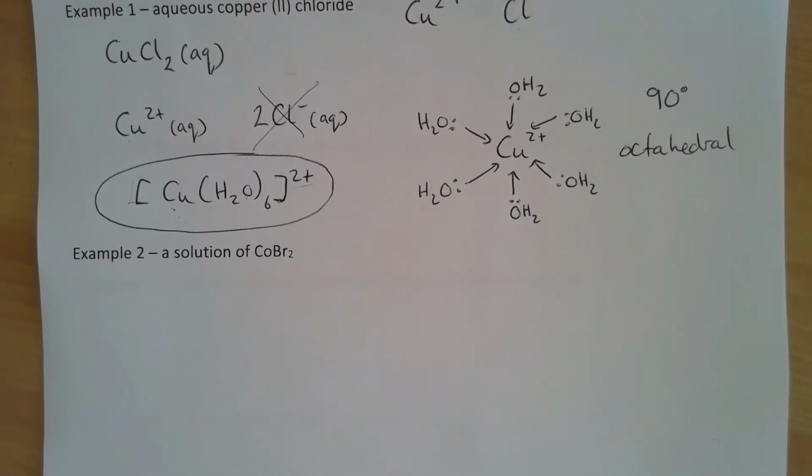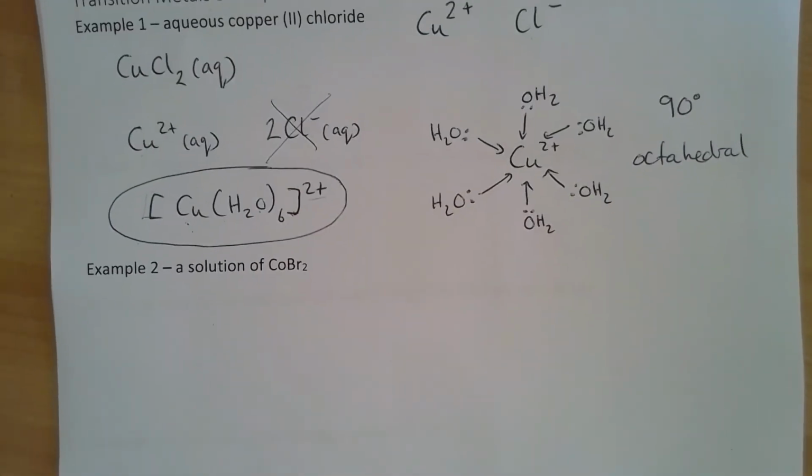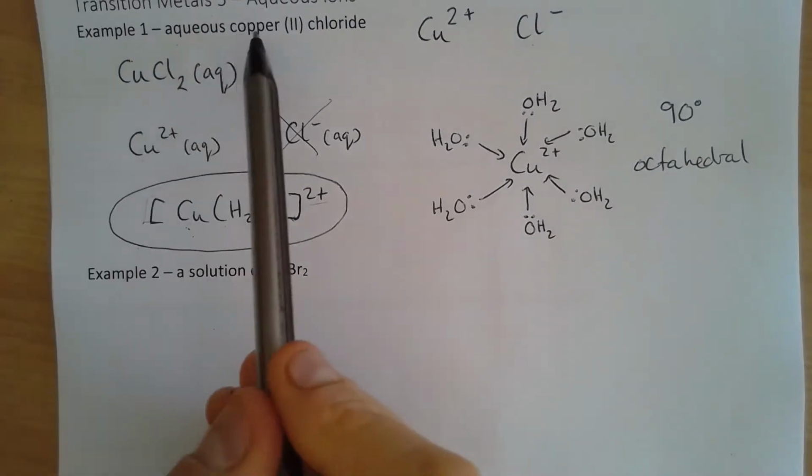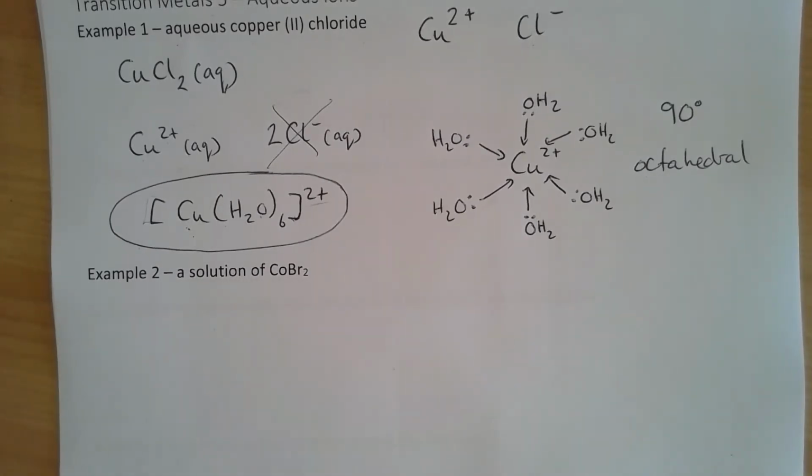Let's have a look at our next example. So this is going to be largely the same, it's just worded differently. So previously we had an aqueous copper 2 chloride. This time we're told we've got a solution of CoBr2. So let's pick this one apart again.